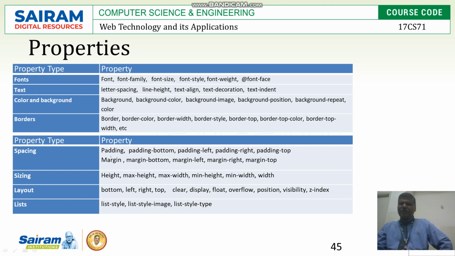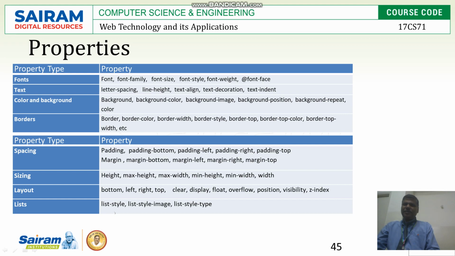Then spacing. This is especially used while reading documents, where you use padding: bottom padding, right, left, and also margins. Then sizing: height of the font, minimum height, maximum height that you can use. Then layouts: bottom, right, left, specifying exactly where you want things. You can specify those things here.